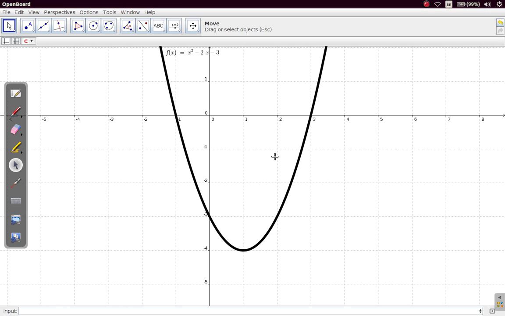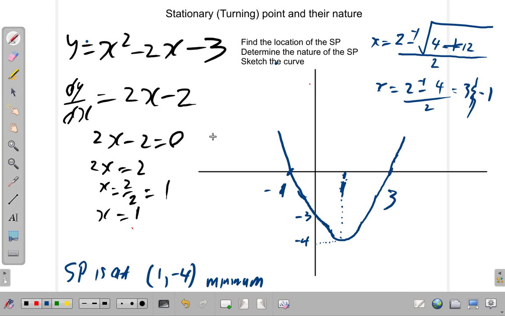Right, so we got our curve correct, and it is indeed a minimum point. So that's that for our equation here. We found the location and the nature of the minimum point. Another thing we want to look at is this: what is another way of finding the nature of the minimum point?